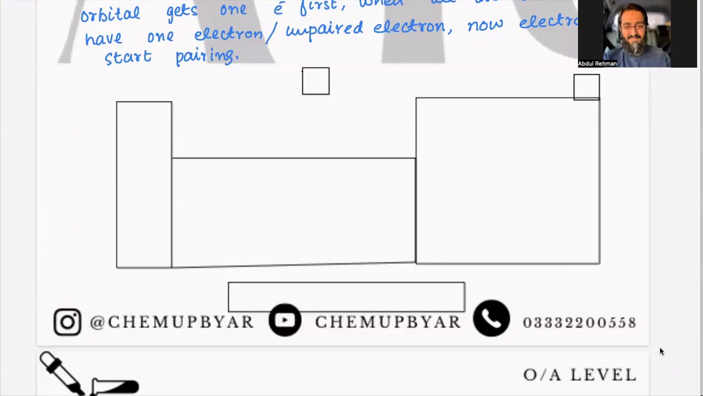So the thing is that this box, on the extreme left, these two groups, this block is called the S block, we call it S block elements. Similarly, this one is called P block elements, this one is called D block elements, and this is F block. So why is it so?